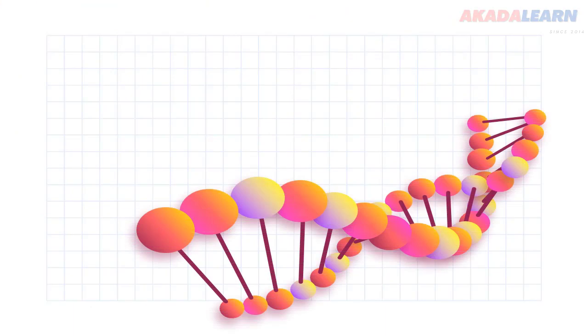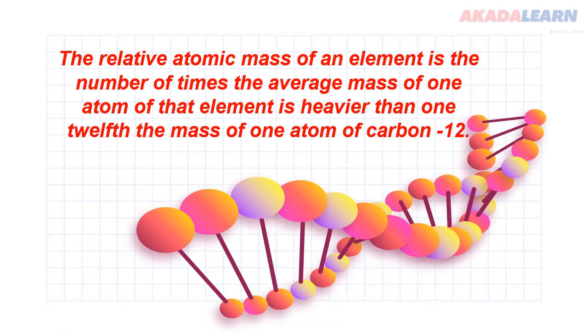The relative atomic mass of an element is the number of times the average mass of one atom of that element is heavier than 1/12 the mass of one atom of carbon-12. Don't forget that carbon has two isotopes, carbon-12 and carbon-13, but we are using carbon-12 arbitrarily. In the science world, that is how it was selected.